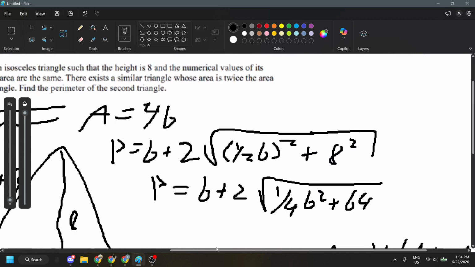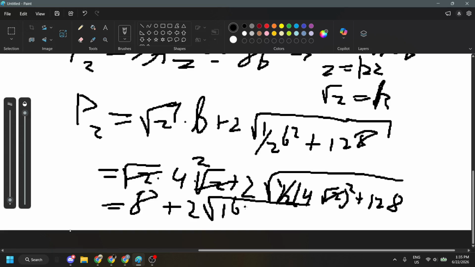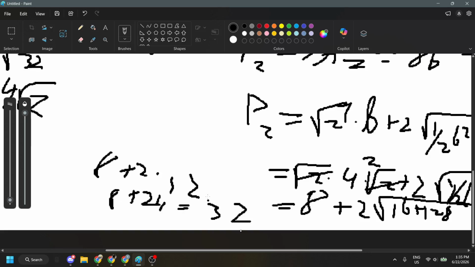Find the perimeter of the second triangle. Okay. These two go to 2, so we get 8 plus 2 square root of 16 plus 128. Oh, is that going to be 144? Yeah. So it's going to be 8 plus 2 times 12. 8 plus 24 is equal to 32.